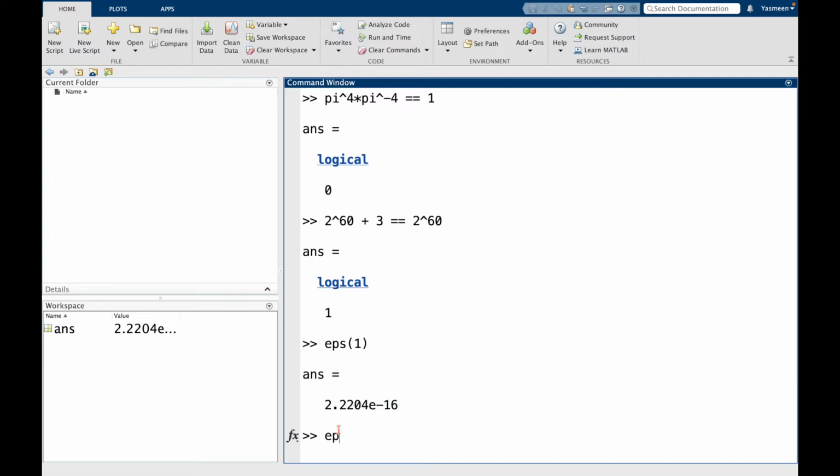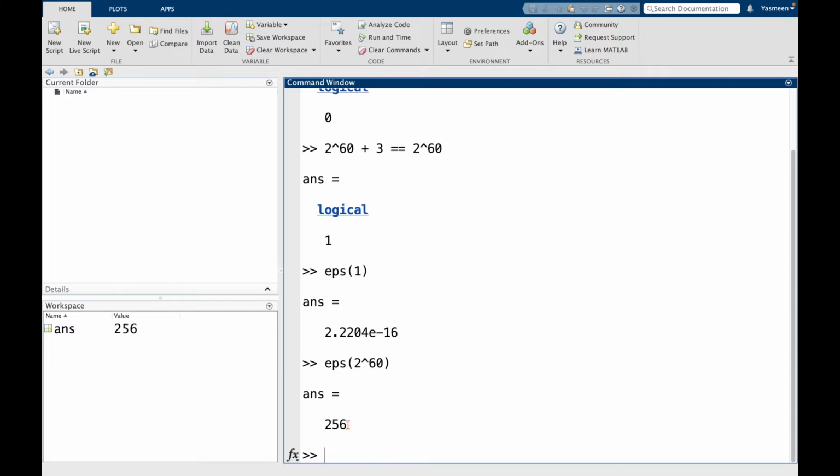If I do something like EPS of 2 to the 60, for instance, what this is saying is 256. So if you give me a number between 2 to the 60 and 2 to the 60 plus 256, it's either going to get rounded down to 2 to the 60 or rounded up to 2 to the 60 plus 256. So let's see a couple examples of this. I could say, is 2 to the 60 plus 3 equal to 2 to the 60? So again, this is the same example as from before.